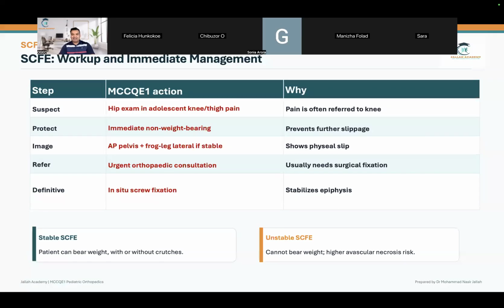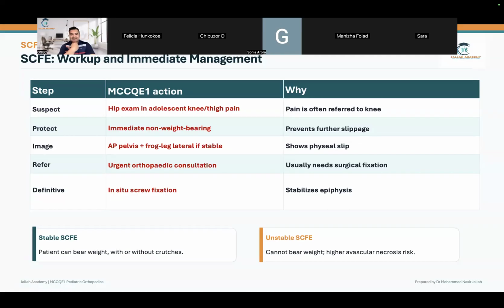And if we suspect, what should be our action and why should we take that action? For example, if we suspect somebody, and how do we suspect? Obviously, adolescent, 13 years old, overweight, hip, thigh, knee pain, no trauma. Okay, so the action we need to take: hip exam in adolescent with knee or thigh pain. Why do we have to do that? Because pain is often referred to the knee. That's why we start with that.